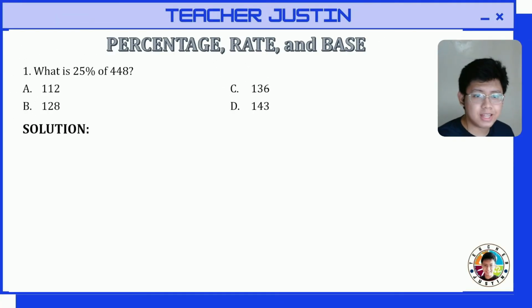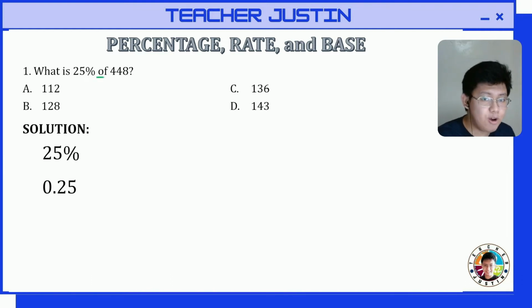Let's have this item. What is 25% of 448? Okay. So, para masagutan natin tong item na to, kunin natin yung percent. So, we have 25%. Convert natin to decimal by moving the decimal point 2 places to the left. Okay, so magiging 0.25 siya.